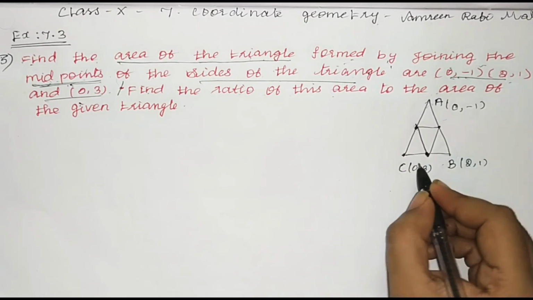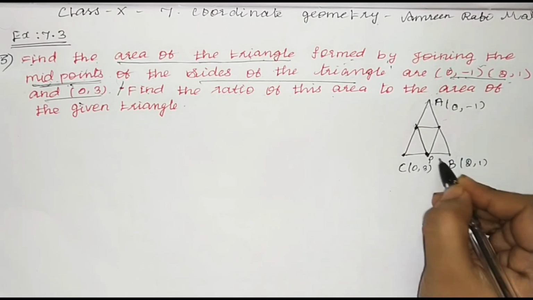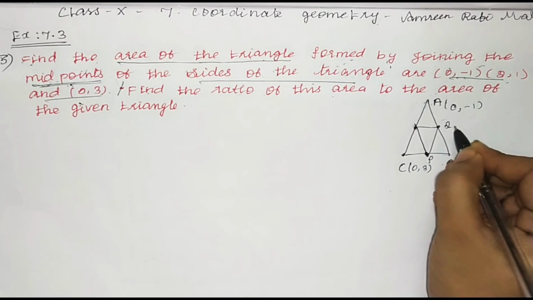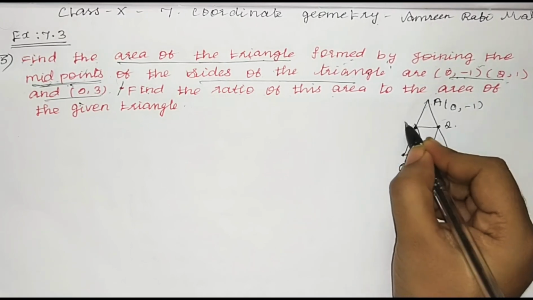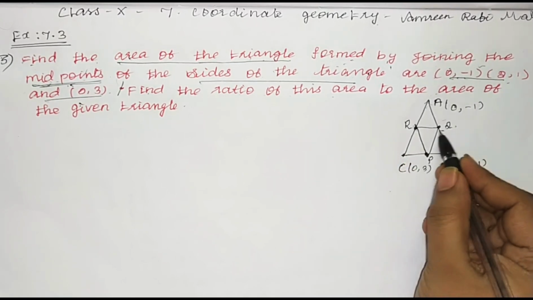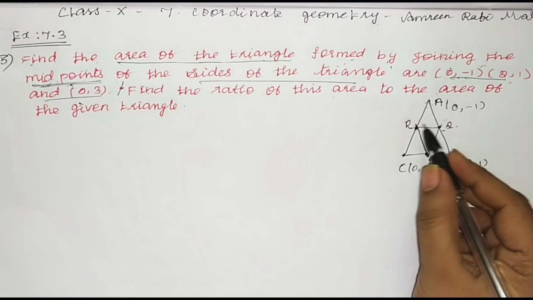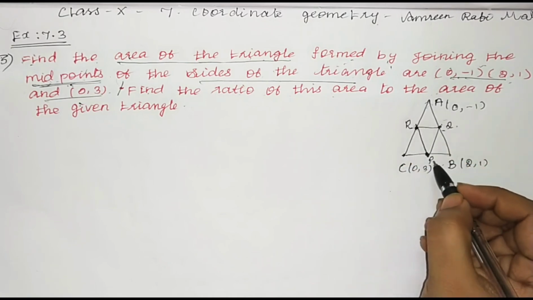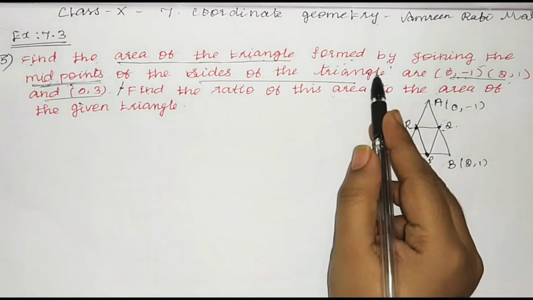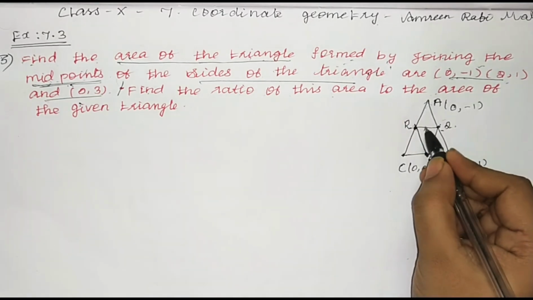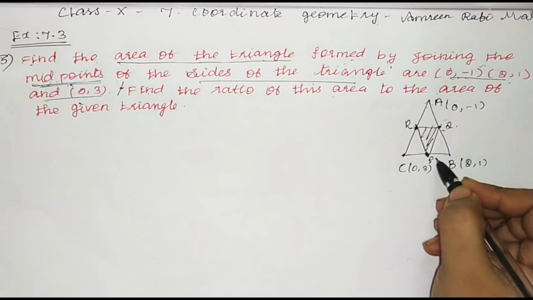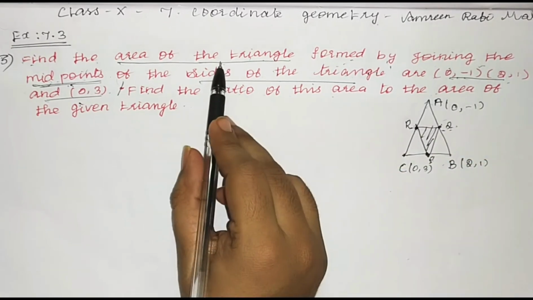I consider the BC midpoint as P, here Q and here R. So P, Q, R are the midpoints of the sides. If you join the midpoints you get PQR, a triangle. So you have to find the area of triangle PQR. That is the first part.